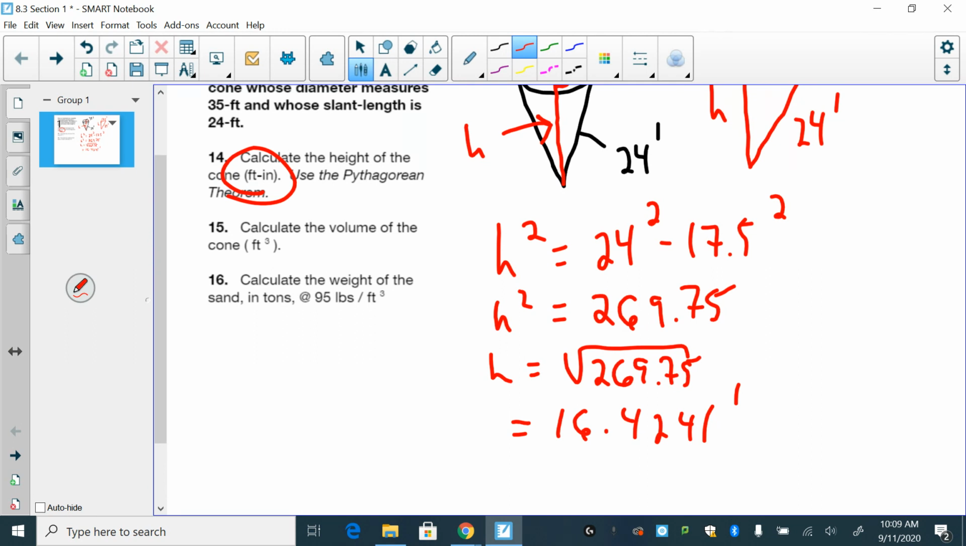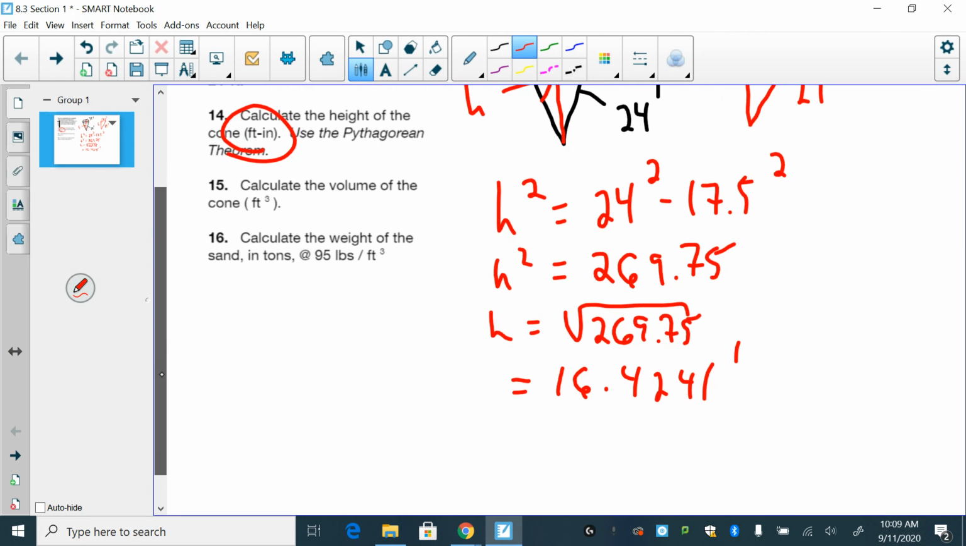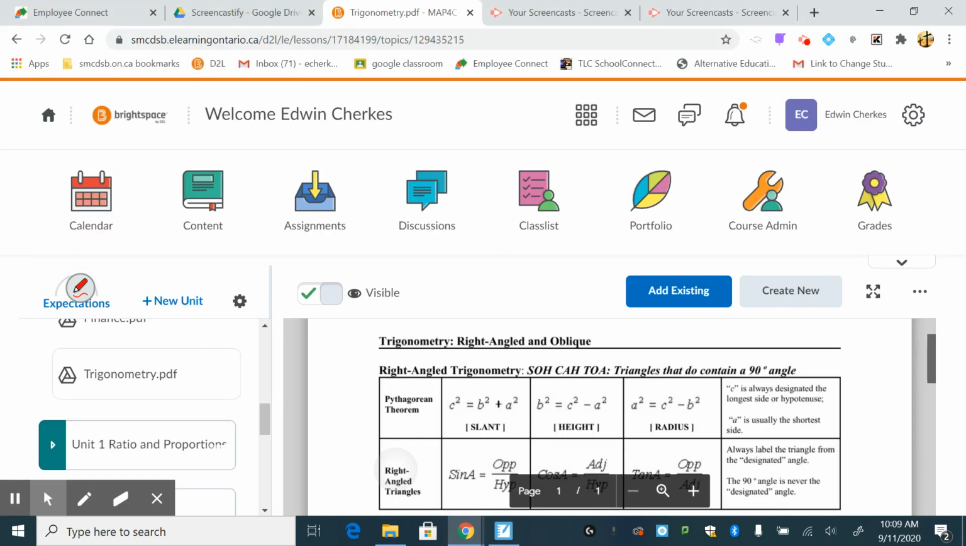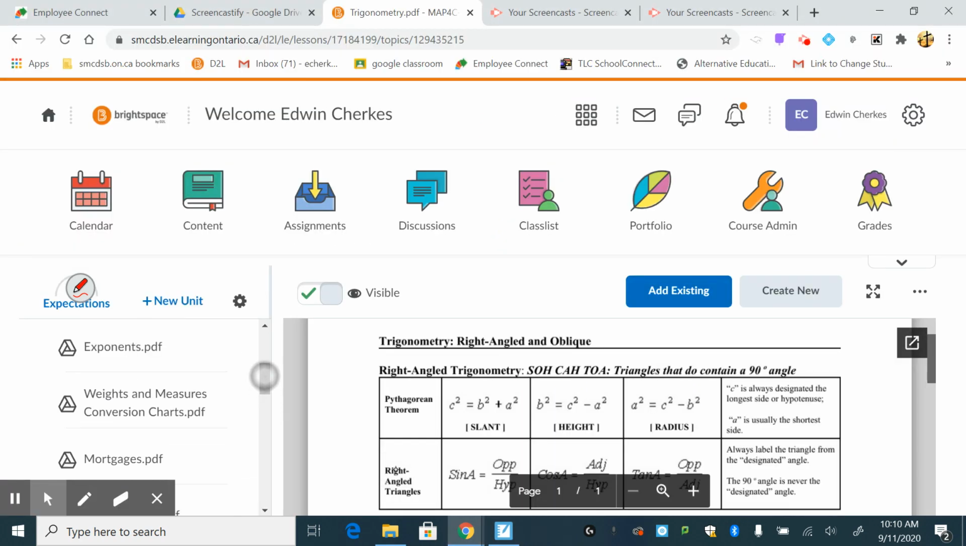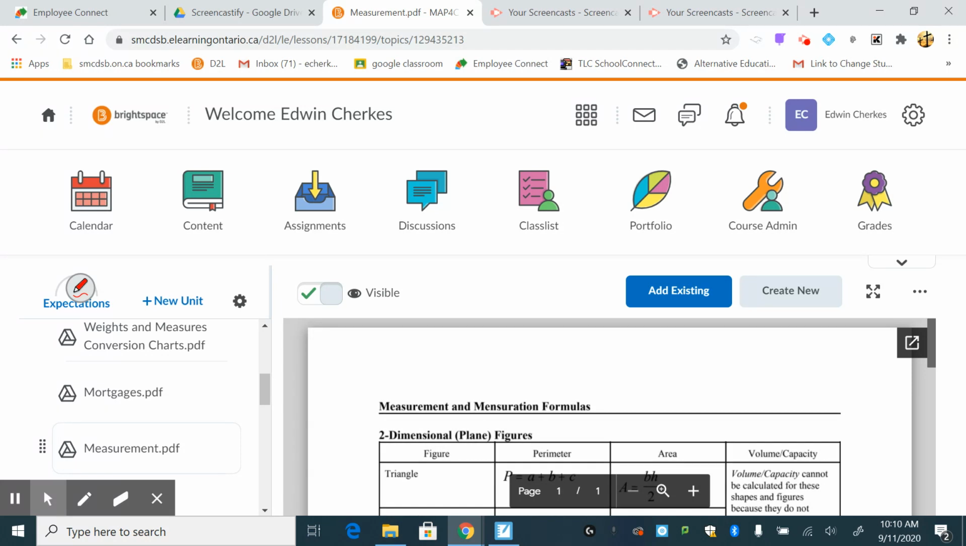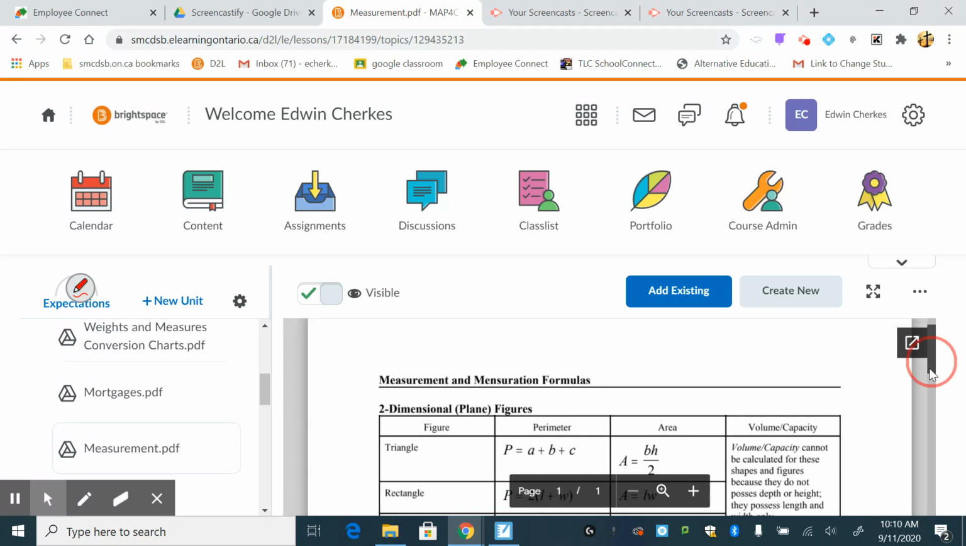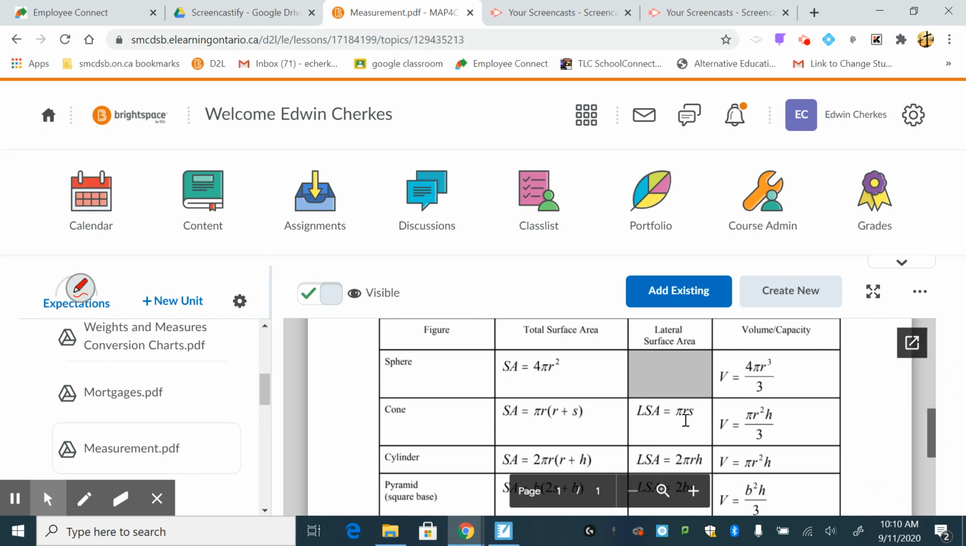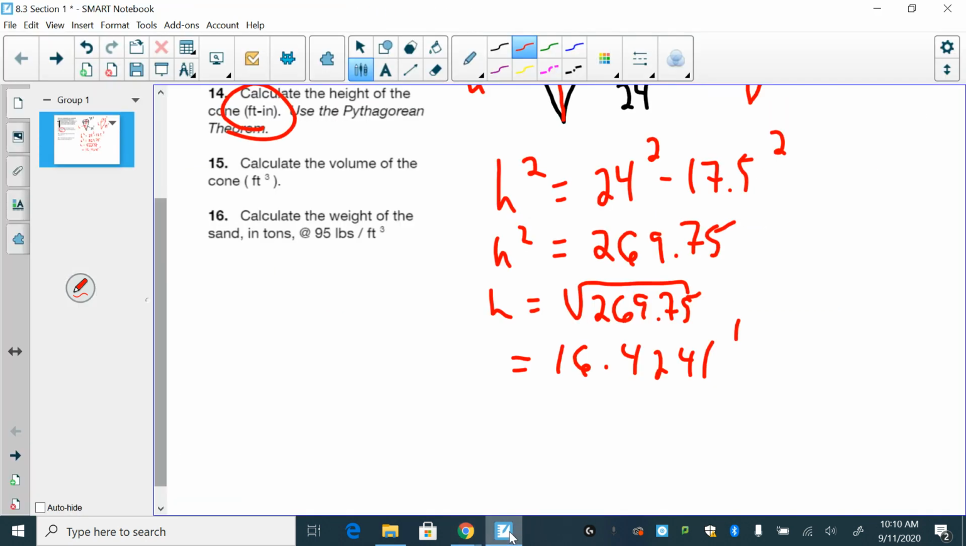So 15 says calculate for the volume of the cone. So volume of the cone, so then we have to go to our formula package to see what the formula is. So make sure you go to measurement, and we're working with 3D shapes now because we're doing a cone. So scroll down to 3D shapes. There's cone, and volume is pi r squared times the height divided by 3. So I'm going to write that down. So I've got volume equals pi r squared multiplied with the height divided by 3.